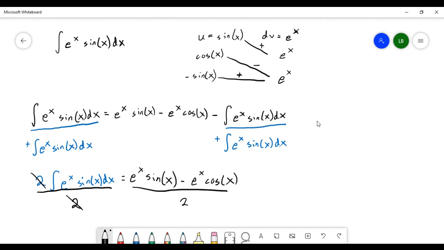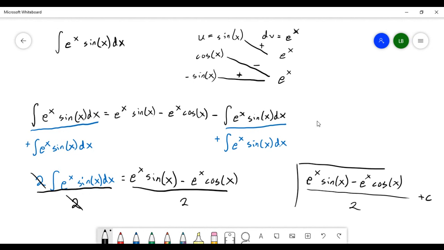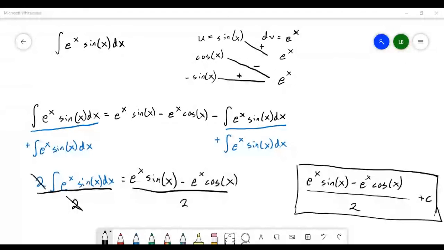So our final answer would be e to the x sine of x minus e to the x cosine x, divided by 2. And of course we would need a plus c. I wrote that all sideways. Divided by 2 plus c. Any thoughts? Questions? Yeah, is that cool or what?